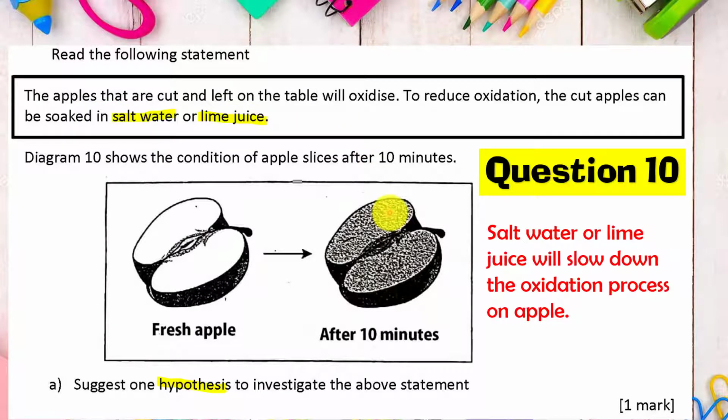So this experiment is a compulsory experiment. From this diagram, we can guess what the experiment is related to. Normally, it's a clear experiment because they just talk about the apple and the oxidation, and the question already gives you the lime juice and also the salt water. Now we need to create the experiment. Let's check the following question.